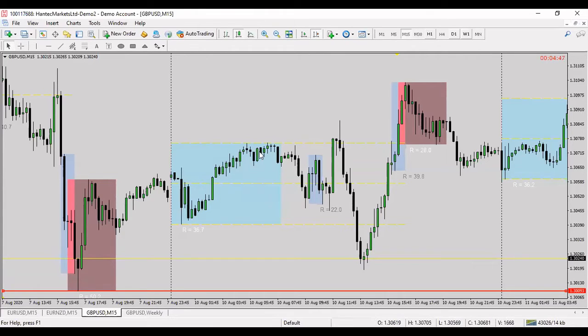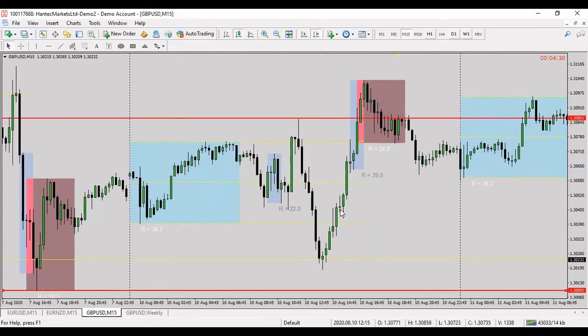But then during London, it went higher than it did during Asia. So this was our high as far as the London session was concerned. So this would have been our range. We would have drawn our low, Friday's low, then our high would have been London high, right here.